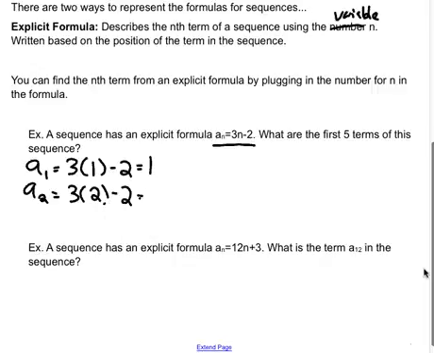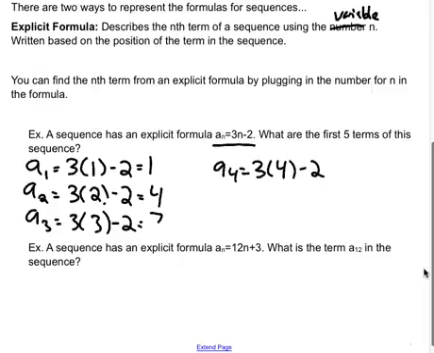6 minus 2 equals 4. If I want the third term, I plug 3 in. 9 minus 2 gives me 7. I want the fourth term. 12 minus 2 gives me 10. If I want the fifth term, 15 minus 2 is 13.